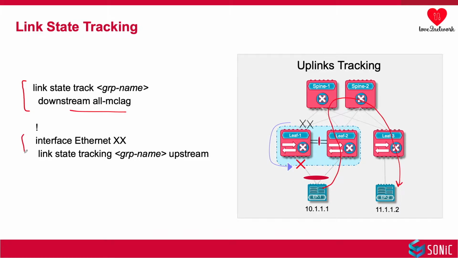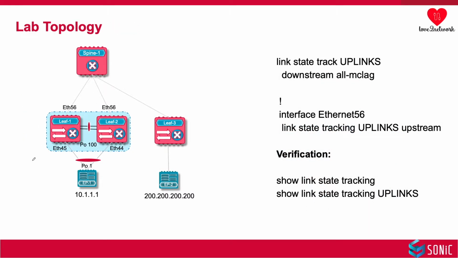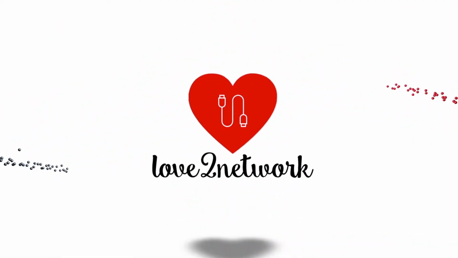And in step 2, we identify our uplink ports and map them to the track group we created in the previous step. Here is an example. So we create a group called uplinks. We go to our uplink port, which is Ethernet 56 in this case, and we map this interface to the group we created in the previous step. This is how we do the verification, and we will do our verification in the lab section.